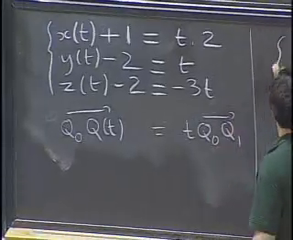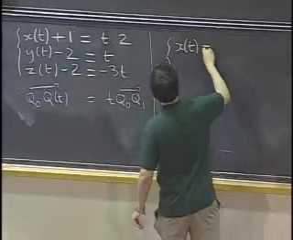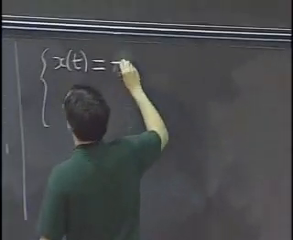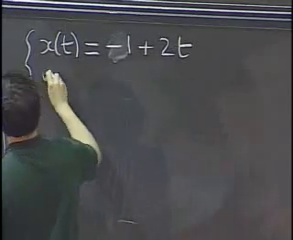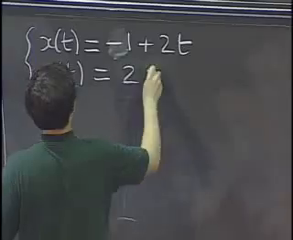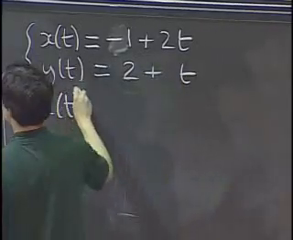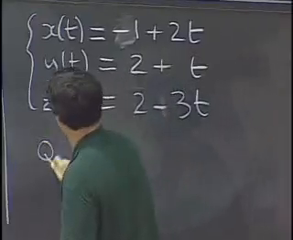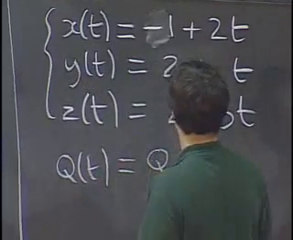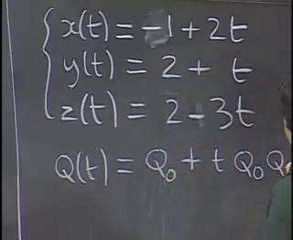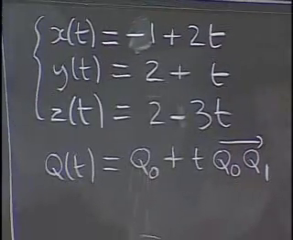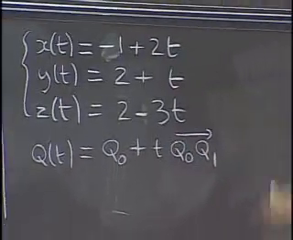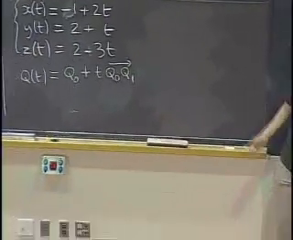So in other terms, the more familiar way that we'll use to write these equations: x of t equals minus 1 plus 2t, y of t equals 2 plus t, z of t equals 2 minus 3t. And if you prefer, I can just say q of t is q0 plus t times the vector q0, q1. So that's our first parametric equation of a line in this class. And I hope you see it's not extremely hard.